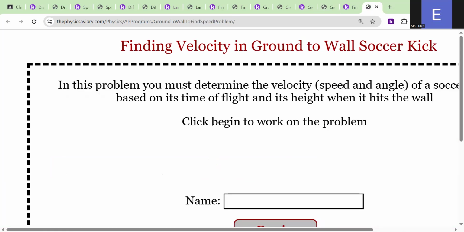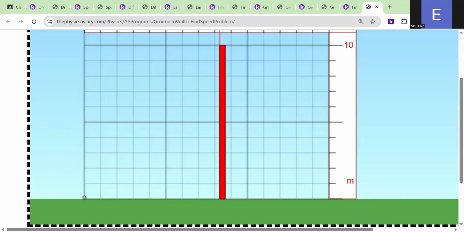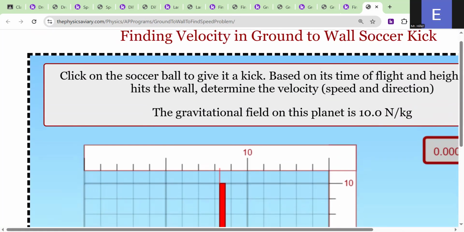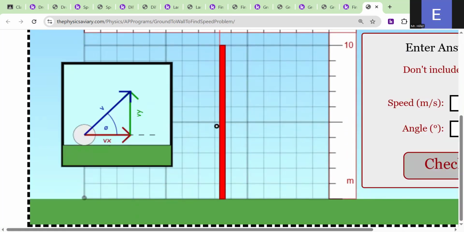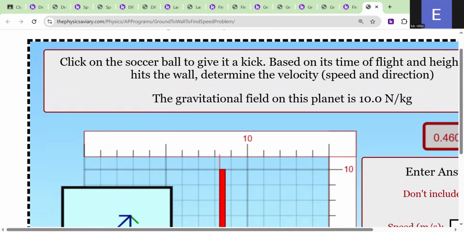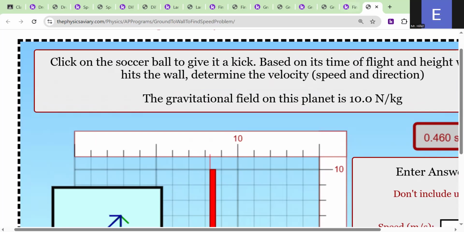This time we're going to find the velocity in a ground to wall soccer kick. So it's a similar type of problem, but we're going to work it backwards to find the initial velocity. So first things first, click on the ball to give it a kick. You're going to get some data. Boom, you can see exactly how high it kicks and how far it went. So in other words, we know delta x and delta y. We also know the acceleration due to gravity on your planet. In my case, it's 10. So let's start filling out some data.